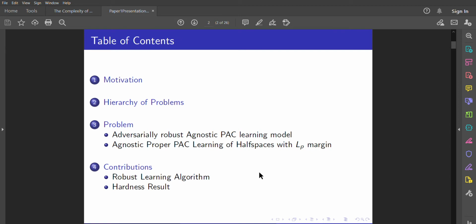This is a list of contents that we'll be going over today. First, I shall talk about the motivation of this paper, and next, in the section on the hierarchy of problems, we shall go over problems such as PAC learning, agnostic PAC learning, half-spaces, proper learning, and then we shall go to the problem that is stated in the paper. And finally, we shall look at the contributions of this paper.